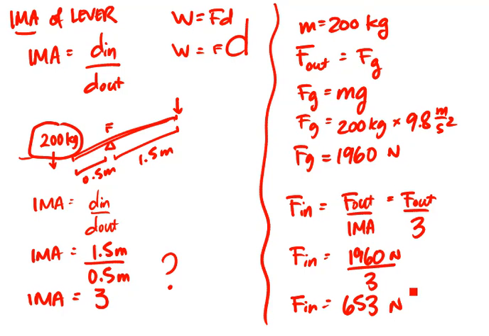653 newtons of effort. So as you can see, using a lever, I need much less force, but I need 3 times the distance. This is how you solve a problem using the IMA of a lever.